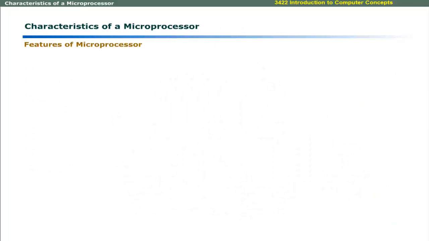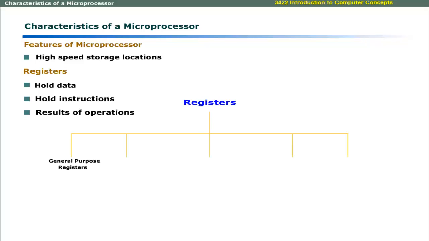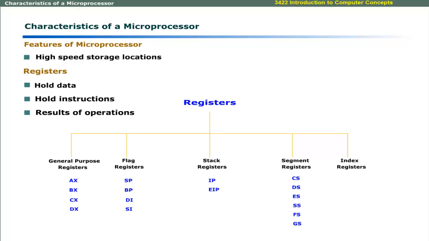Modern microprocessors contain high-speed storage locations called registers. These are used to hold data, instructions, and results of operations temporarily. These registers include general-purpose arithmetic and logic registers, flag registers, stack registers, segment registers, and index registers. This table shows some details.